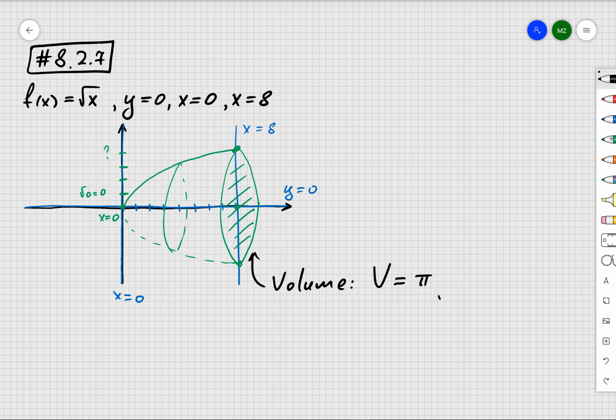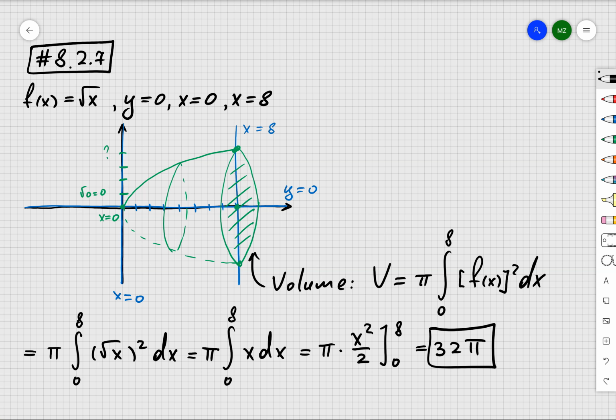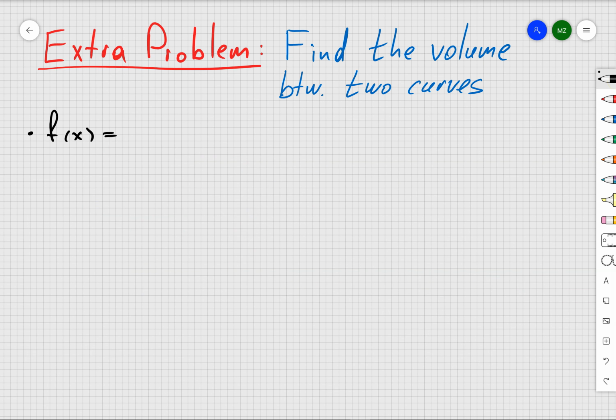So again, I just need to evaluate the integral pi times from 0 to 8 of f squared dx, where f is the square root of x. And then you can see after simple calculations what I'm going to obtain. I'm going to obtain the answer 32 pi. Finally, let's do an interesting extra problem where we need to find the volume between 2 curves.